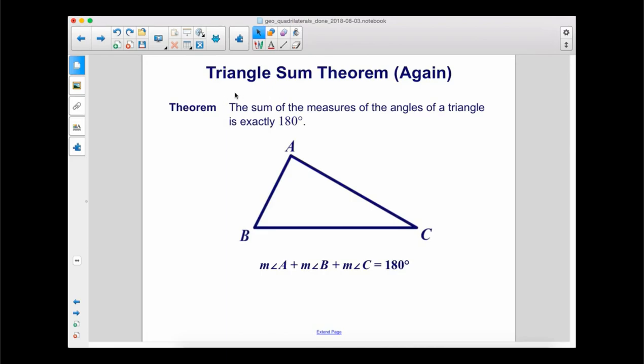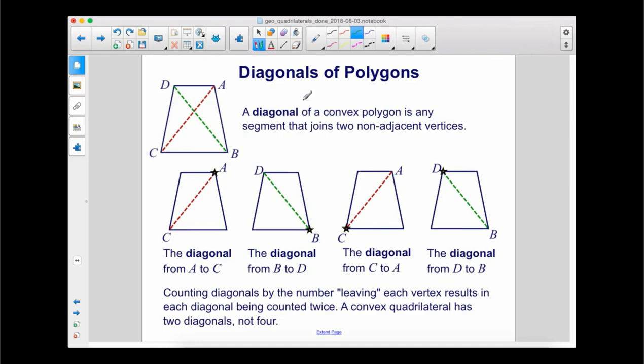Here is a review of the triangle sum theorem. The sum of the measures of the angles of a triangle is exactly 180 degrees. So the measure of angle A plus the measure of angle B plus the measure of angle C equals 180 degrees. A diagonal of a convex polygon is any segment that joins two non-adjacent vertices.